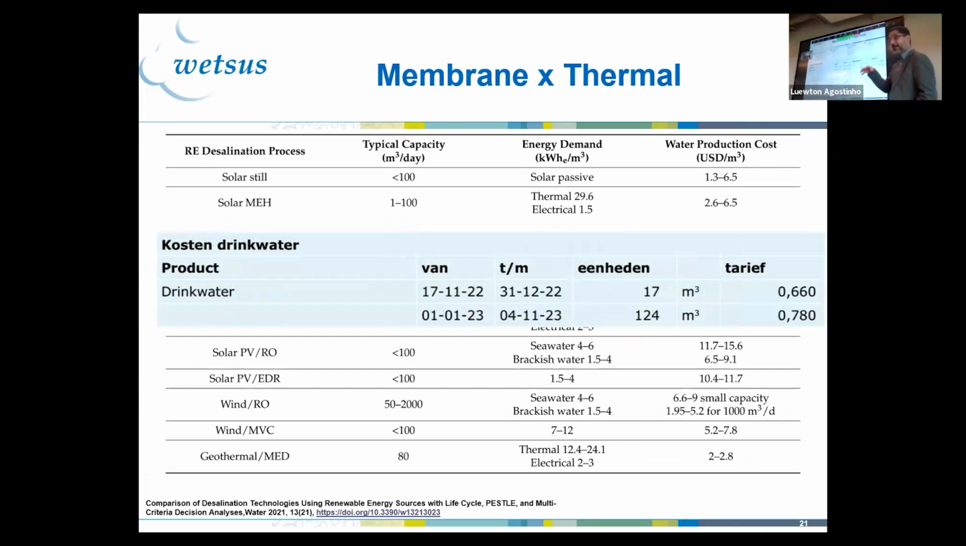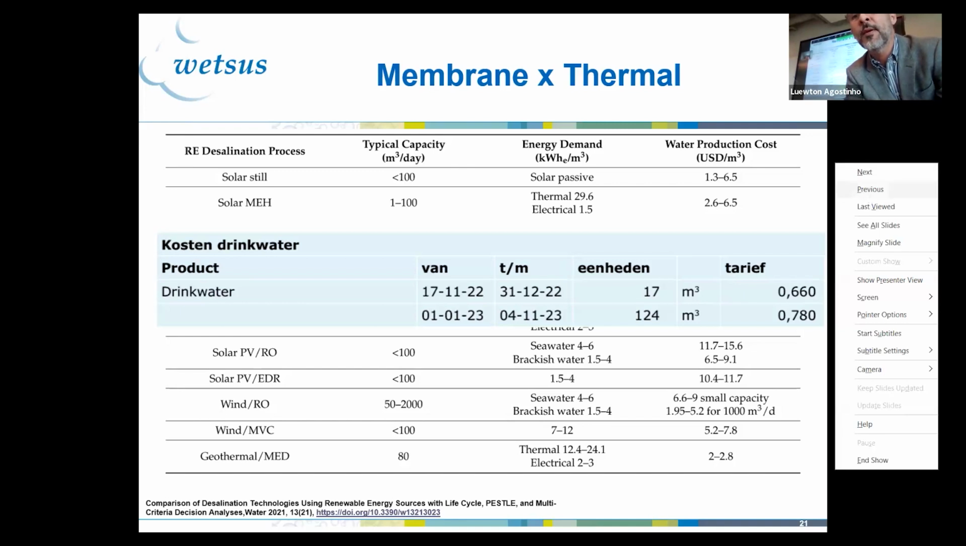So here for my water, I pay 66 to 78 cents. It depends, of course, on the period. It increased a little bit in the last years due to the energy cost. But as you can see, can I go back now? How can I go back?